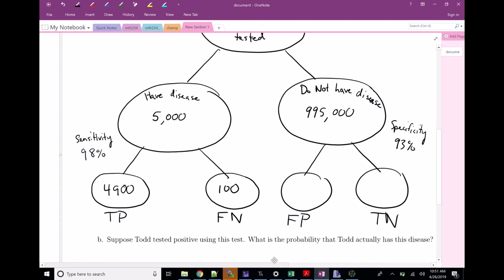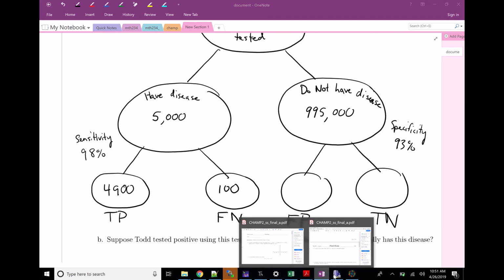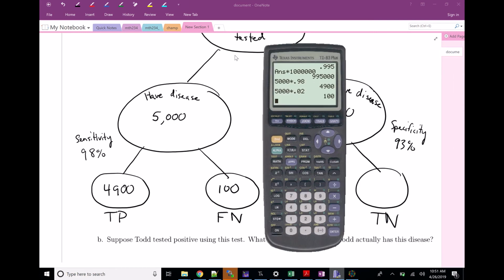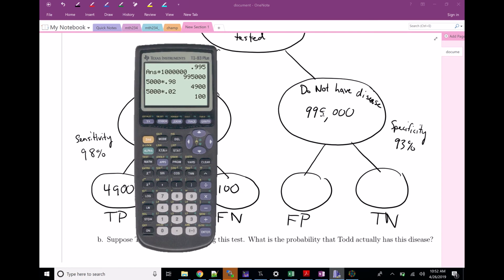All right, now for people who do not have the disease, again, let me pull up my calculator one more time. Looks like my computer's going a little bit slow. So for those who do not have the disease, the 995,000 people there, it gets it right 93% of the time, so 0.93 in decimal format.